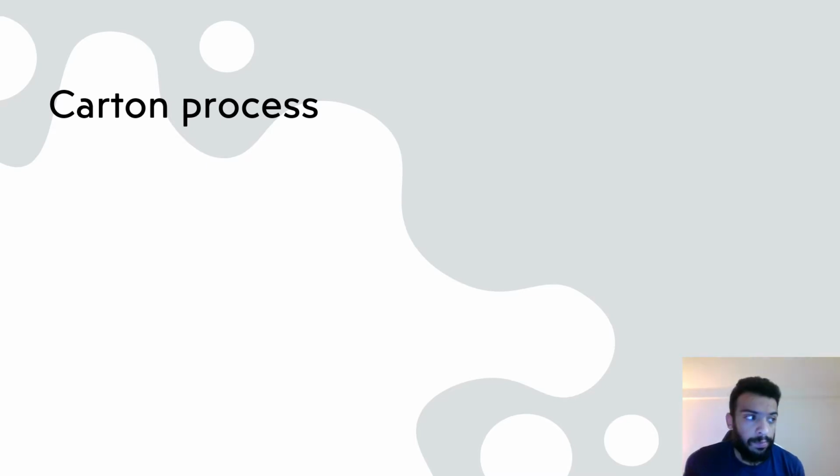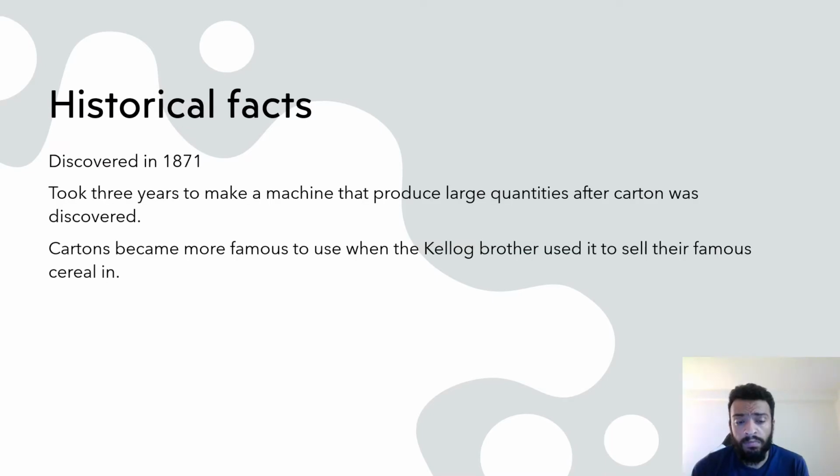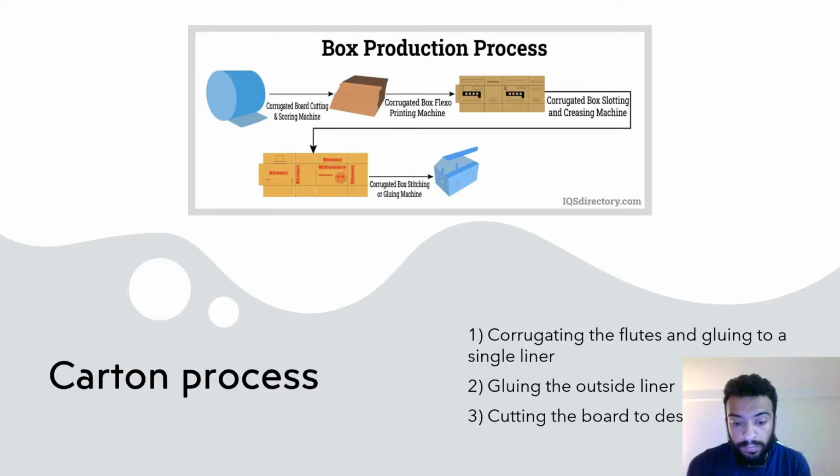Carton processes. So, what are the historical facts of carton? Carton was discovered in 1871. It took them 3 years to make a machine that can produce large quantities of carton after it was discovered. Carton became more famous to use when the Kellogg brothers used it to sell their famous cereal in.